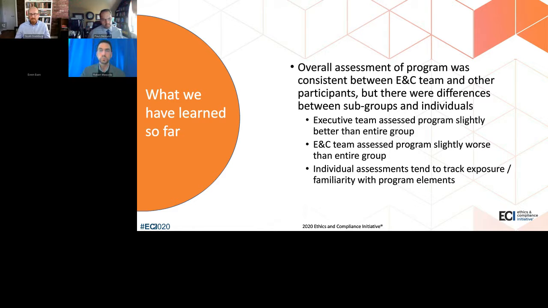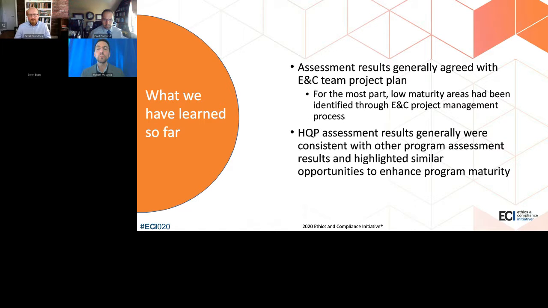So that, from my perspective, tells us that people understand what we're doing pretty well, and they are seeing things pretty consistent with the way we are. And the other points on this slide I've already mentioned in terms of individual assessments and the executive team, so I won't go further on that.